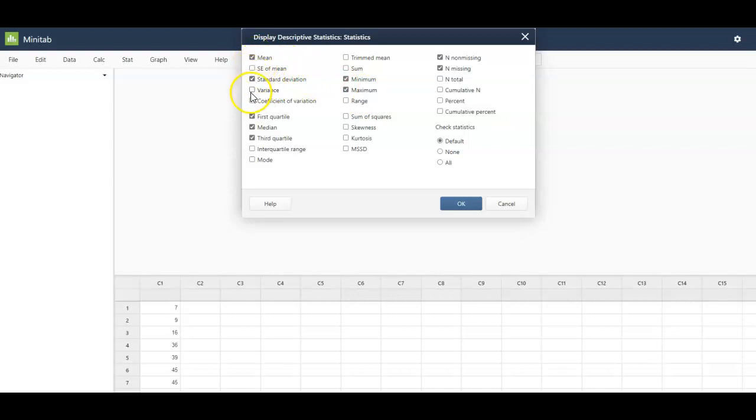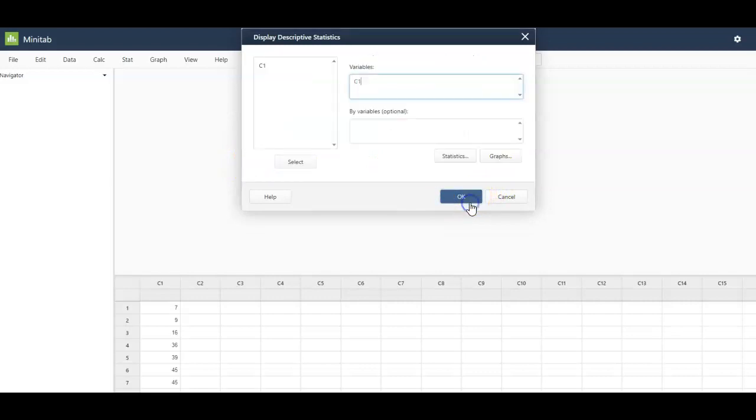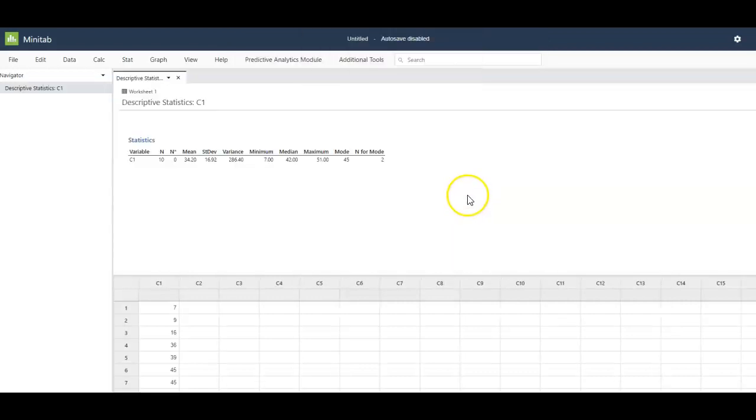So I'm going to show mean, standard deviation, variance, median, minimum, maximum. We'll just go with those. Mode. And then we're going to hit OK.